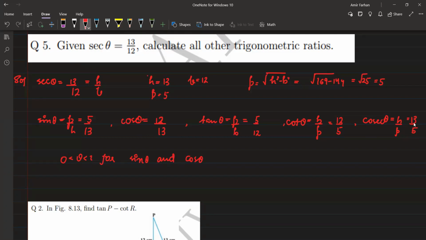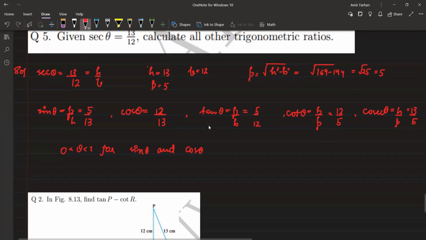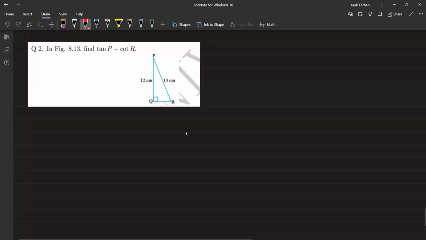You can see now 5 by 13 by 5 is greater than 1, yes or no? 12 by 5 is greater than 1, yes or no? Clear? So keep that in mind every time you calculate the value of sine theta and cos theta, it should not be equal to 1. It will lie between 0 to 1. Clear? Next question. Do this question, giving you 2 minutes more to solve this.